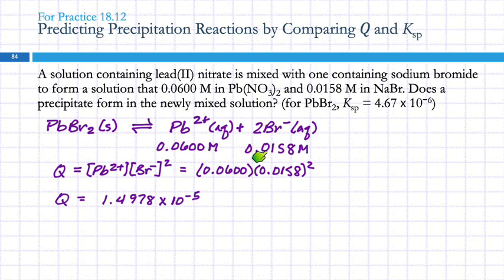I'm not going to multiply this by 2. This is just the concentration. I need the concentration of Br squared. So then we're going to compare that to Ksp. Ksp is 4.67 times 10 to the minus 6.